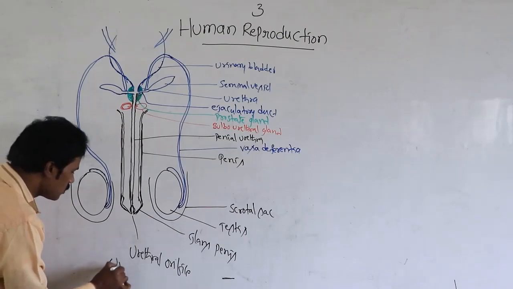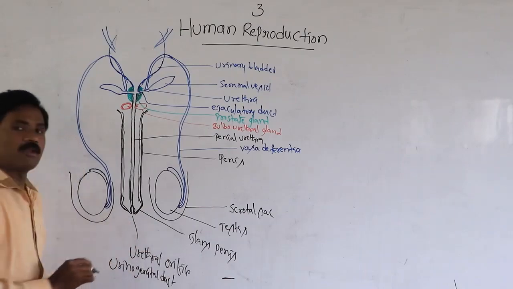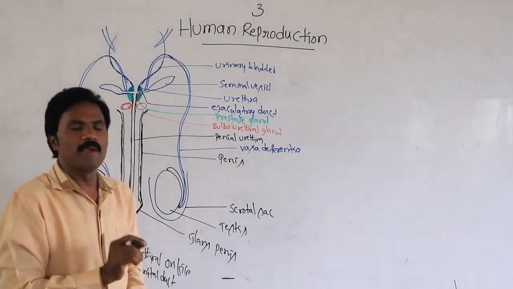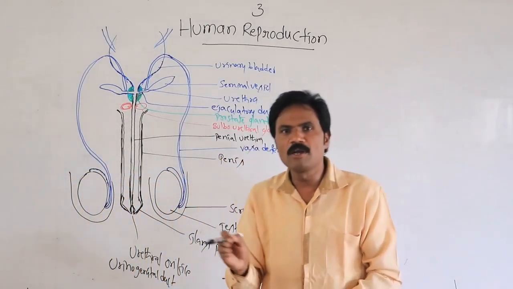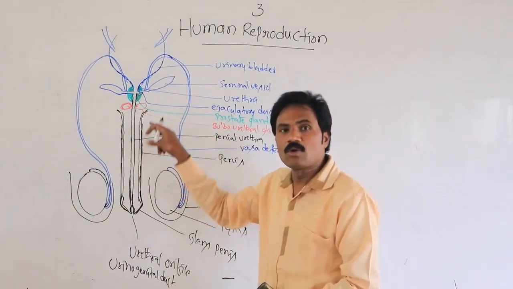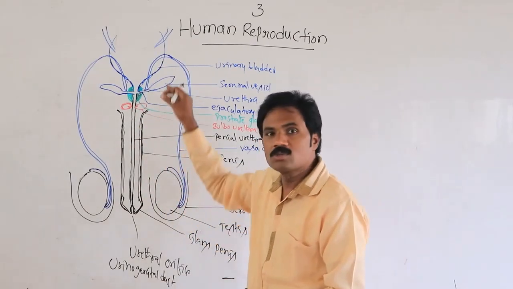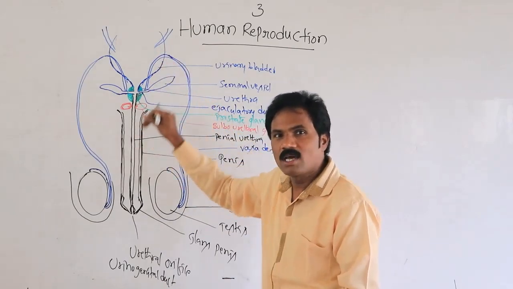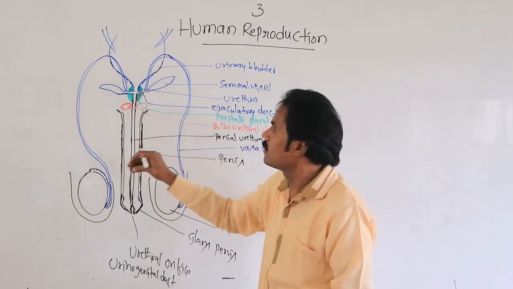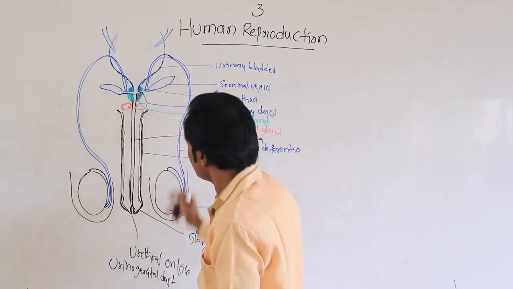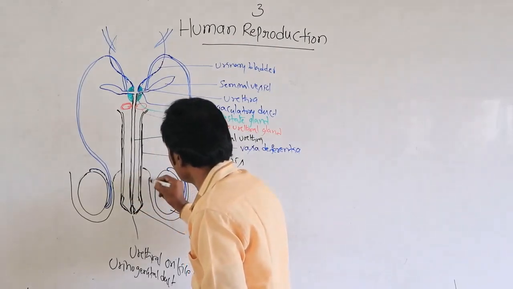This is the urinogenital duct. Here remember, in the human male, the urethra passes not only semen, the seminal plasma, but also urine. That is a common urinogenital tract. It is a common urinogenital tract. So like this, it is connected toward this one.